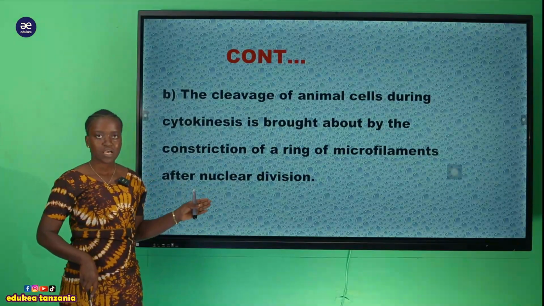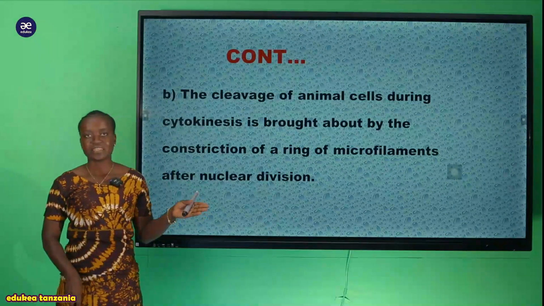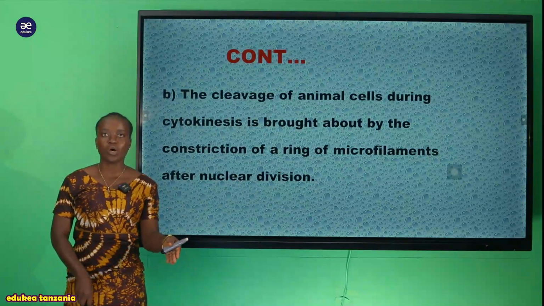So this microfilament is very important in the nuclear division. It can be either mitosis or meiosis.